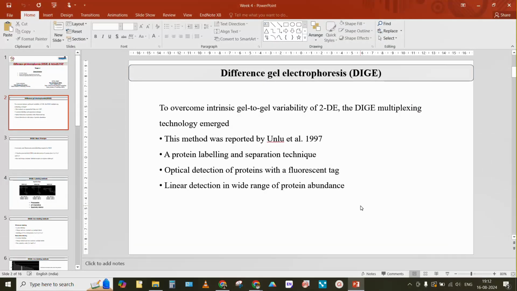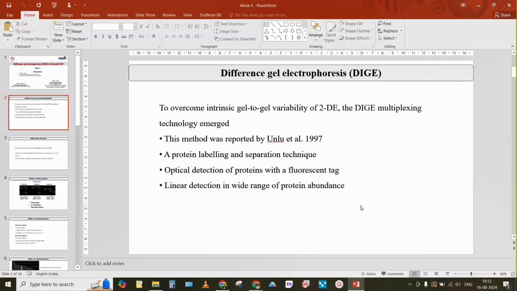So we'll start from the topic difference gel electrophoresis. The 2D DIGE method was aimed to overcome the gel-to-gel variability observed in two-dimensional electrophoresis, and it allowed multiplexing of samples. This method was first reported by Unlu et al. in 1997, and it finally became very user-friendly. Now thousands of laboratories worldwide are using this technology to overcome the gel-to-gel variations encountered by traditional or conventional 2D electrophoresis.